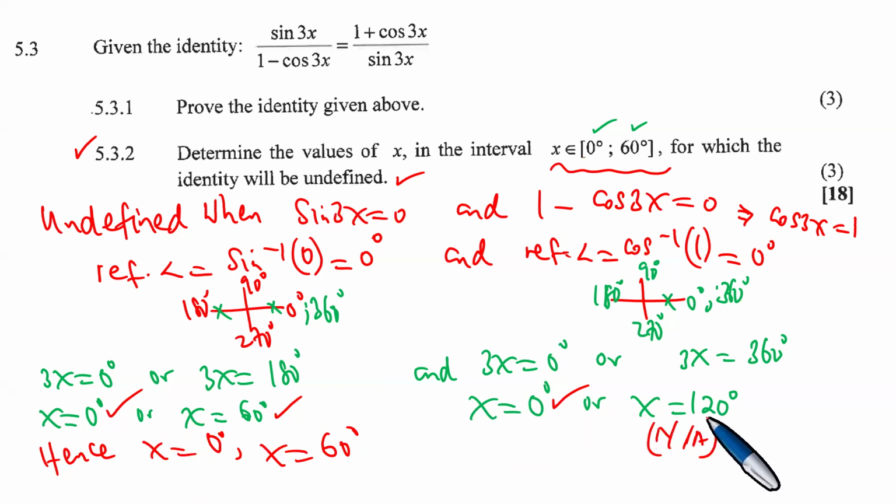x equals 120 degrees, no, it's not. Why would 120 degrees be out of the picture? It is out of the picture simply because we are dealing with angles between 0 and 60, and 120 is way too big. It's too big of an angle. So it's not applicable. And therefore, the two answers, 0 degrees and 60 degrees, are the ones that are wanted. These two angles are the ones for which the identity will be undefined.